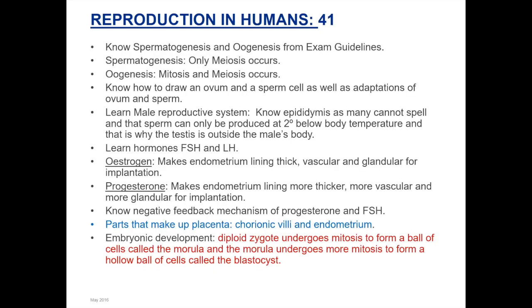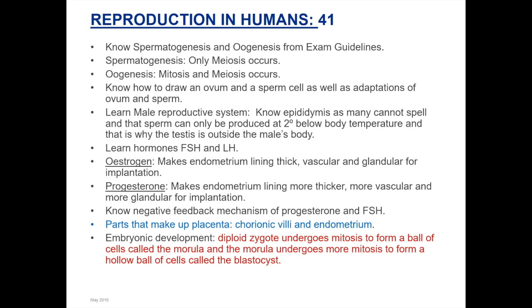Right. Let's look at reproduction in humans, 41 marks. From your exam guidelines, know spermatogenesis and oogenesis. Spermatogenesis, you know only meiosis occurs. Oogenesis, mitosis and meiosis occurs. Know how to draw an ovum, a sperm, and know how to draw or write the adaptations of the ovum and the sperm. Now, an adaptation is how the structure helps the function. So if you don't know an adaptation, just link the structure to the function.